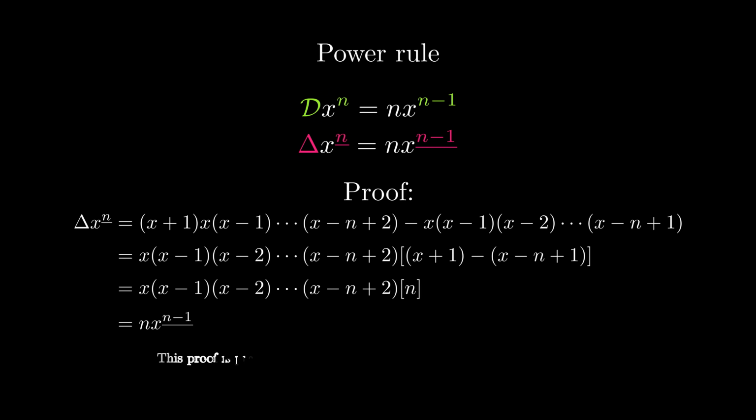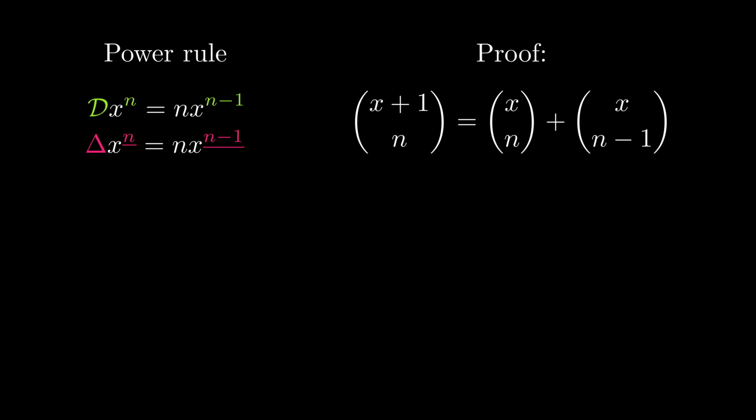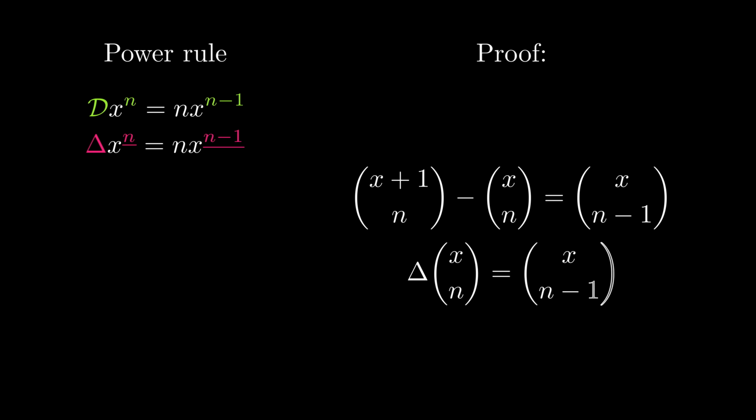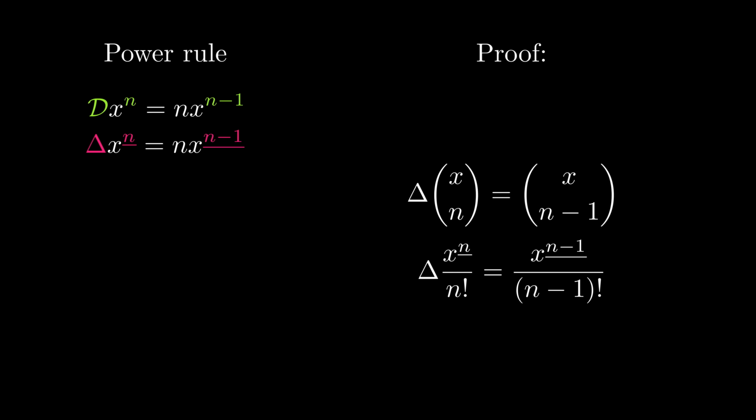The proof is straightforward if you just pull out common factors, but you can also derive it from Pascal's identity, our addition rule. Subtract this term on both sides. This left side is now just a finite difference, so we can rewrite it with our forward difference operator. Rewrite each side in terms of falling factorials, and finally, multiply both sides by n factorial.